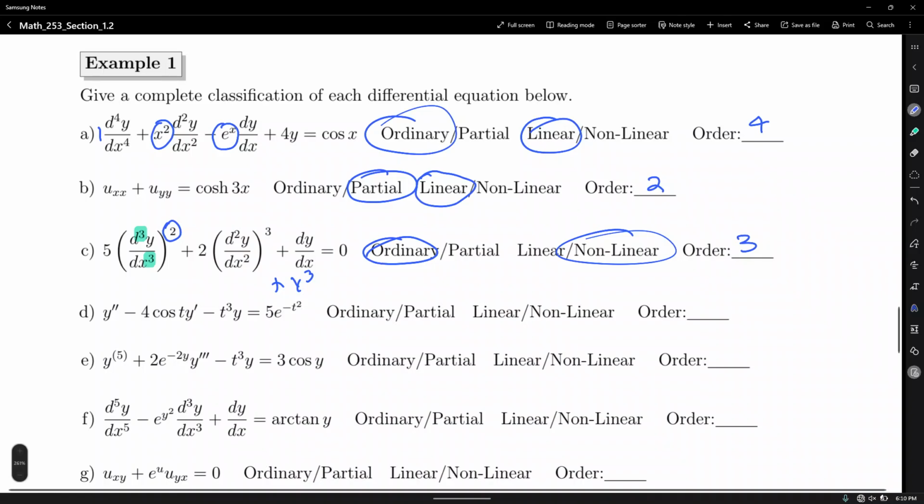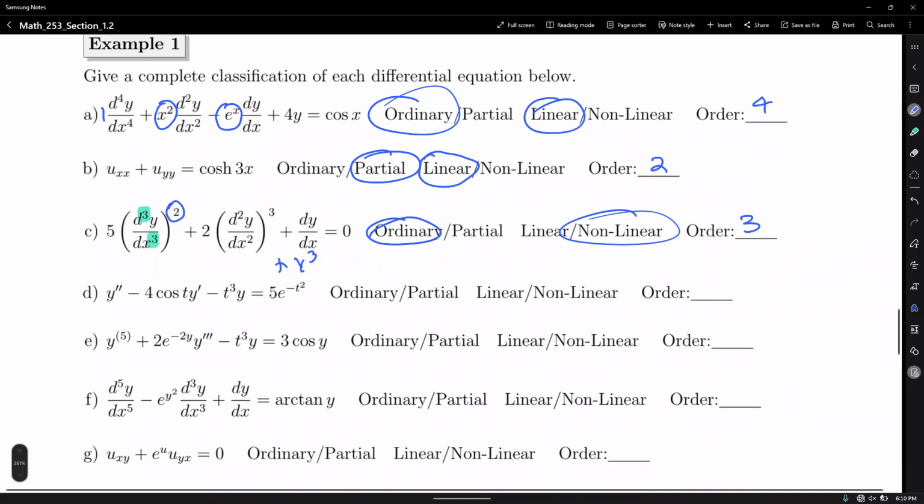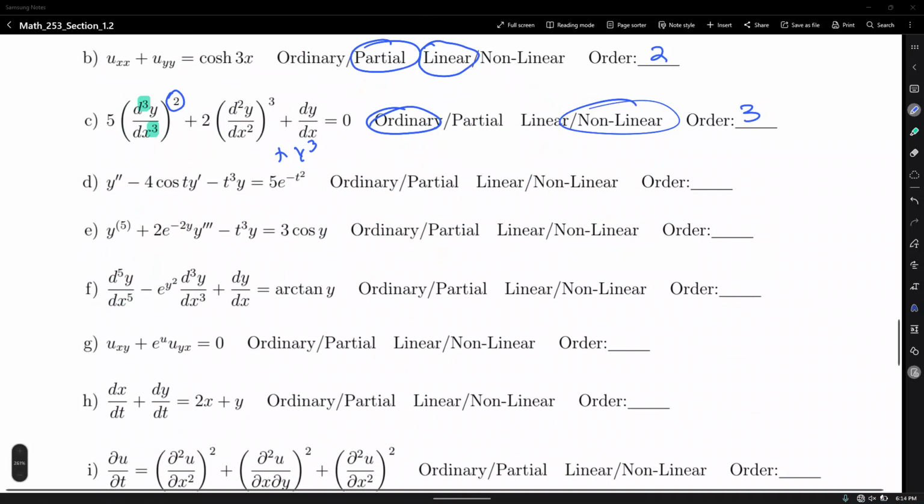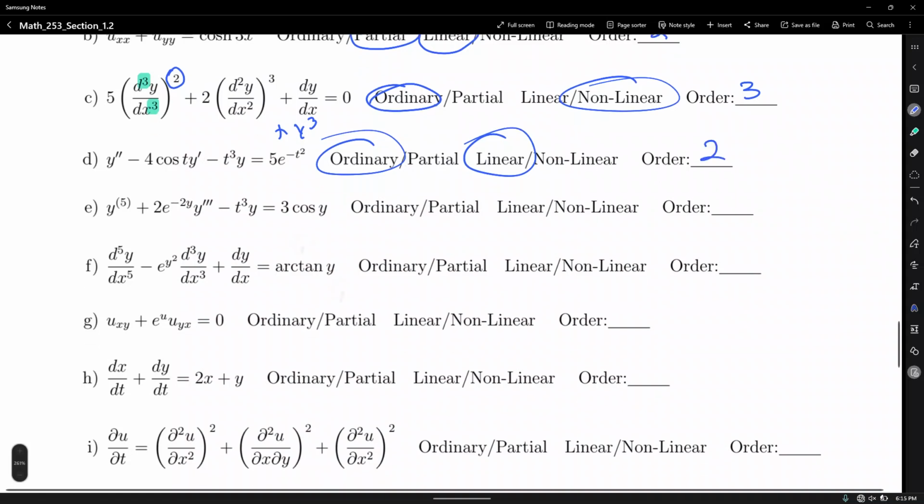Okay, what about example letter D? All right, letter D. What do you got for letter D? Ordinary or partial? Ordinary, great. Linear or non-linear? Linear, okay. The dependent variable and its derivative terms are raised to the first power, plus any other elementary function is a function of the independent variable, in this case t, okay? That makes it linear. Like I say, the linear non-linear distinction is a little bit tricky. That's why I brought a bunch of funky examples here so you can see the difference. Order, what's that? 2, good.